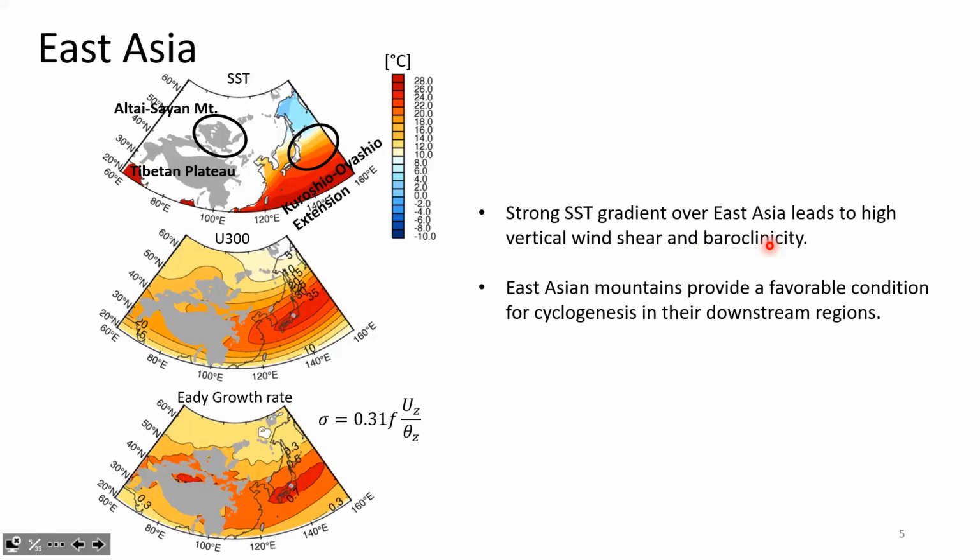This is SST and lower-level wind and baroclinicity in East Asia. East Asia has strong SST gradients resulting from the conflict between cold Oyashio current and warm Kuroshio currents. These strong SST gradients enhance baroclinic wind shear through thermal wind balance, and it increases baroclinicity. East Asia also has two huge mountains, the Altai Mountains and the Tibetan Plateau. Those two mountains provide favorable conditions for cyclogenesis in their downstream regions. This background field in East Asia indicates many extratropical cyclones can be generated in East Asia, and they can intensify strongly there.